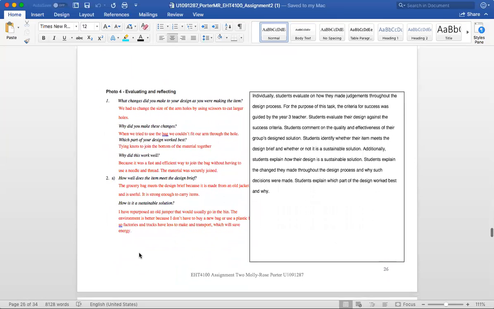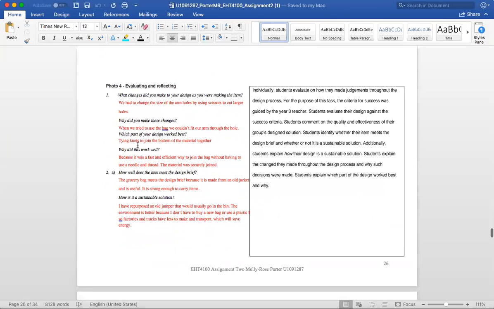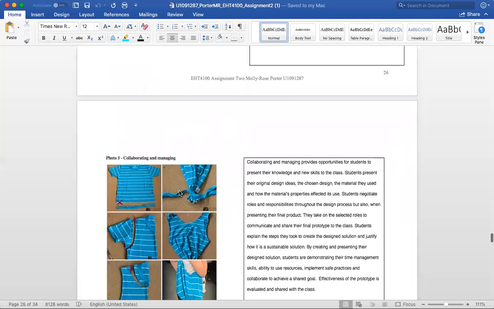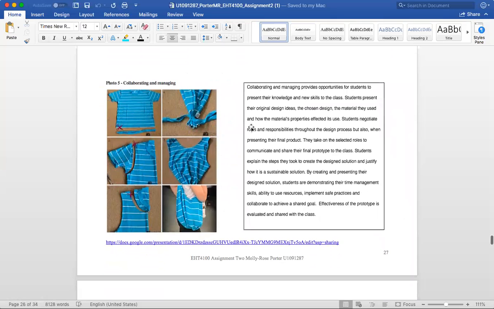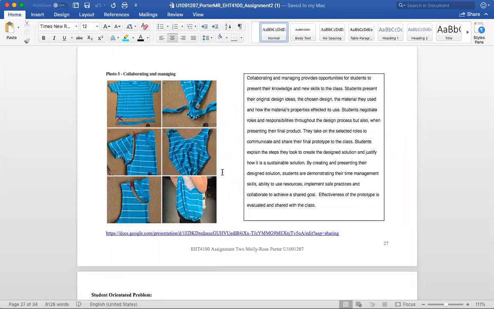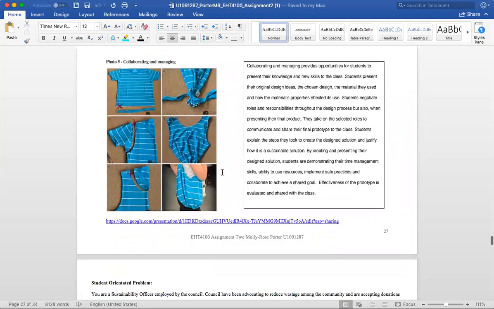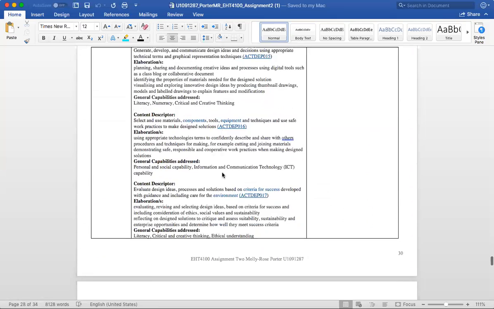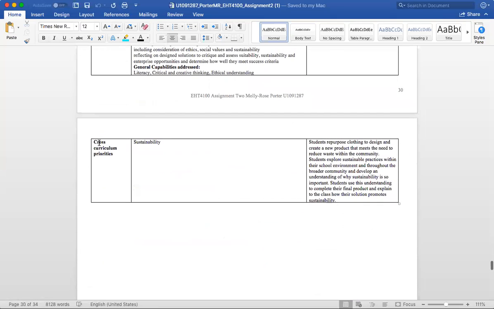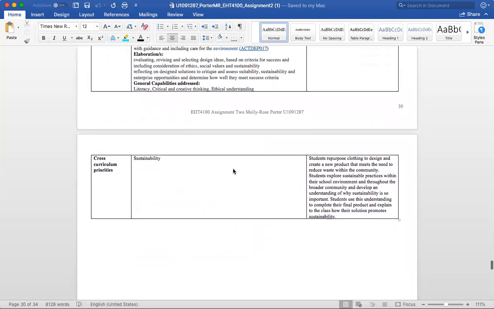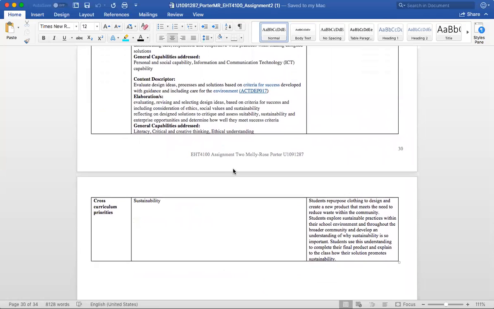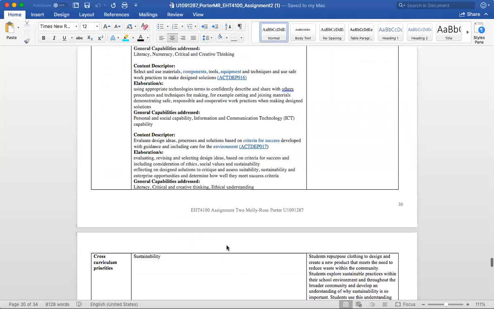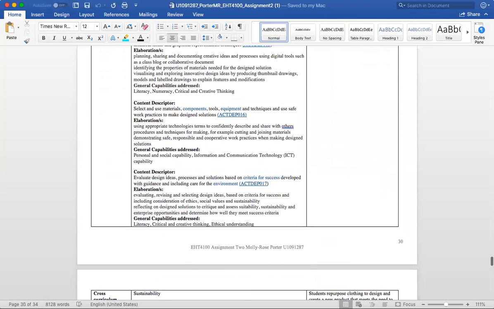Students also evaluate and reflect on their design, how they met the design brief, and if it is a sustainable solution, and then they are assessed on their collaborating and management through the final product, as well as their ICT presentation. The series of lessons cross-curriculum priority is sustainability, because students are obviously looking at reducing waste and how excessive waste affects our community and what we can do to be more sustainable.